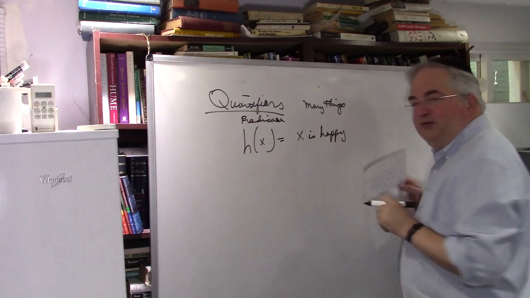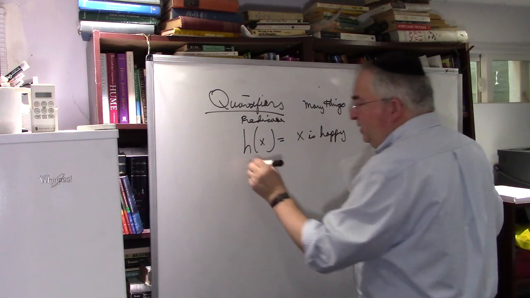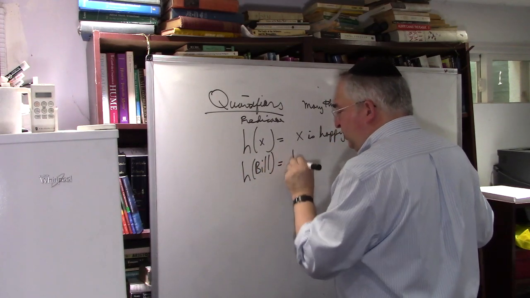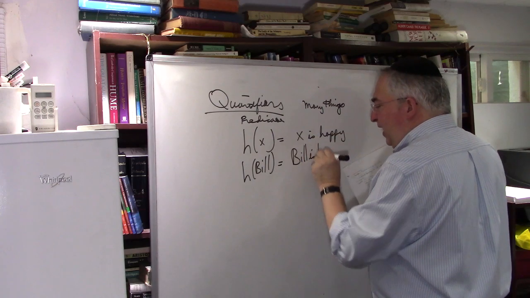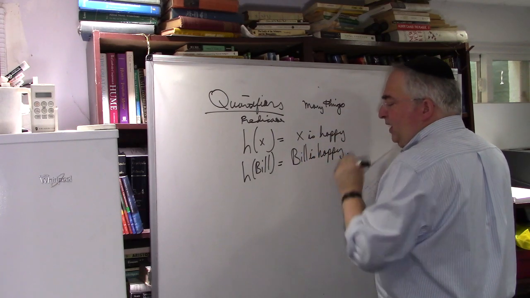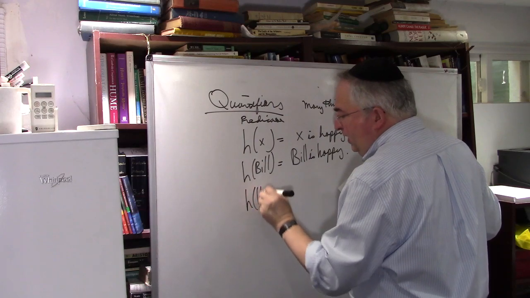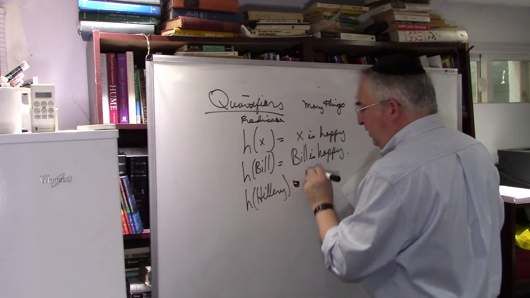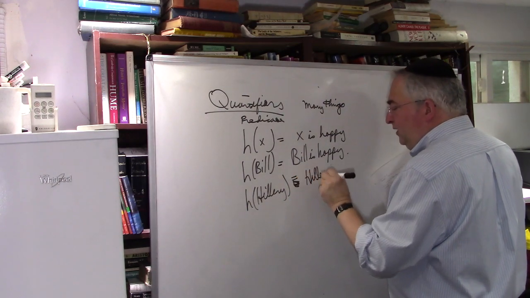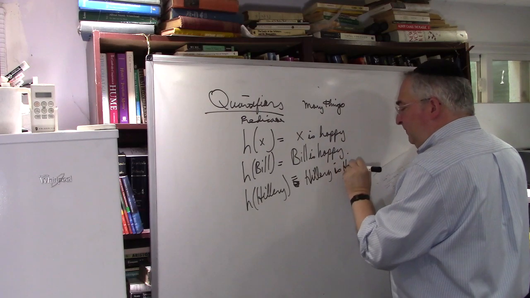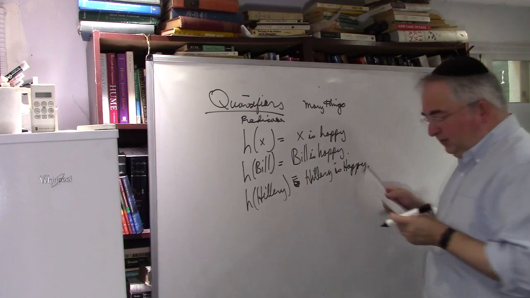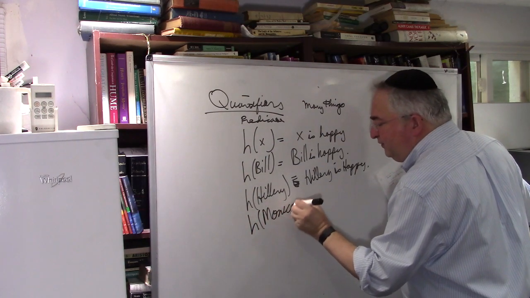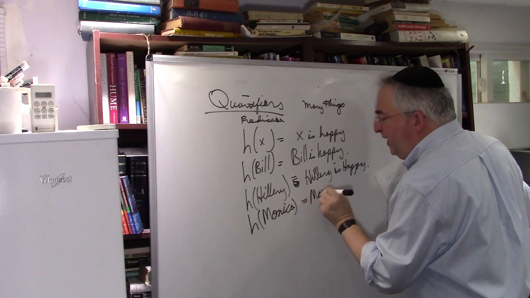So I could talk about a lot of different people that are happy or not happy. So I could talk about Bill. This stands for Bill is happy. And then we could talk about Hillary. This stands for Hillary is happy. So lots of different things like that. And then we can talk about Monica, for those of you who don't remember this stuff, and we can talk about Monica is happy.